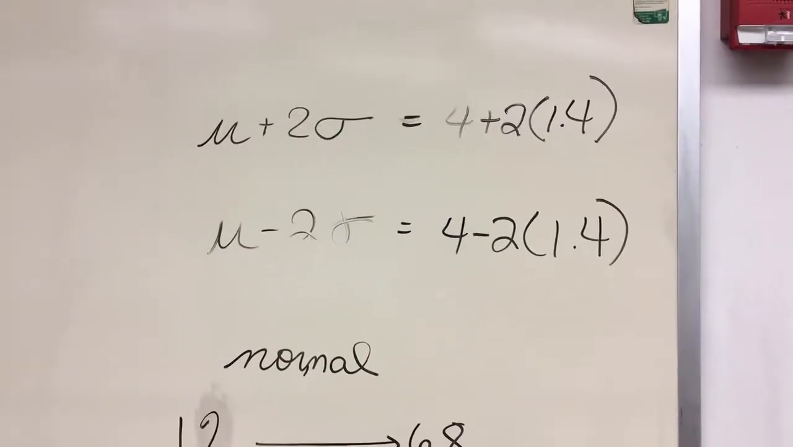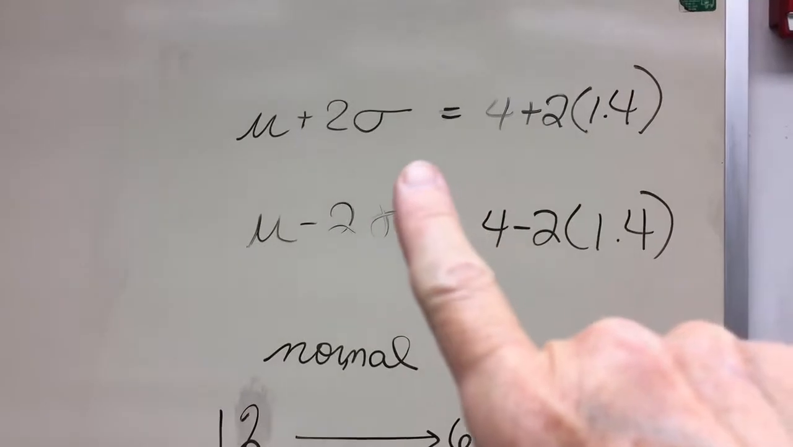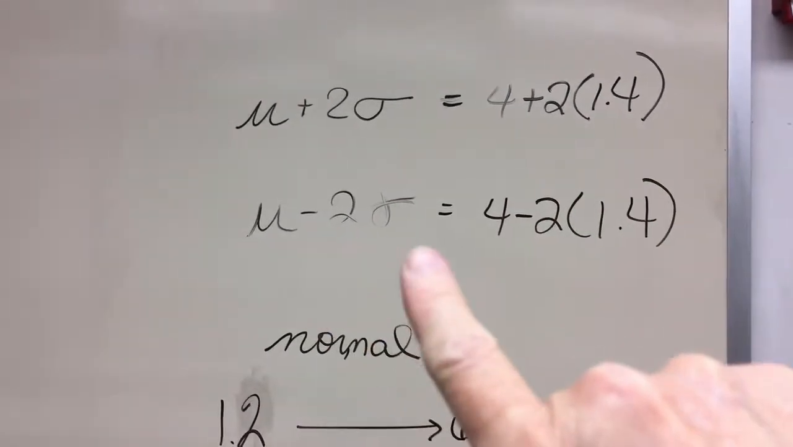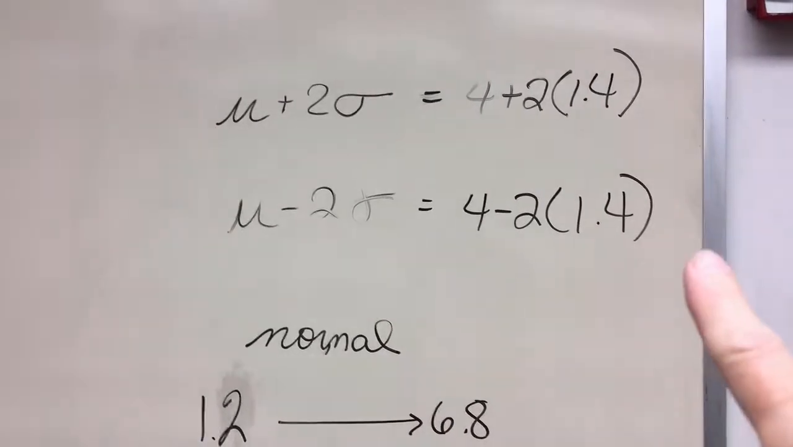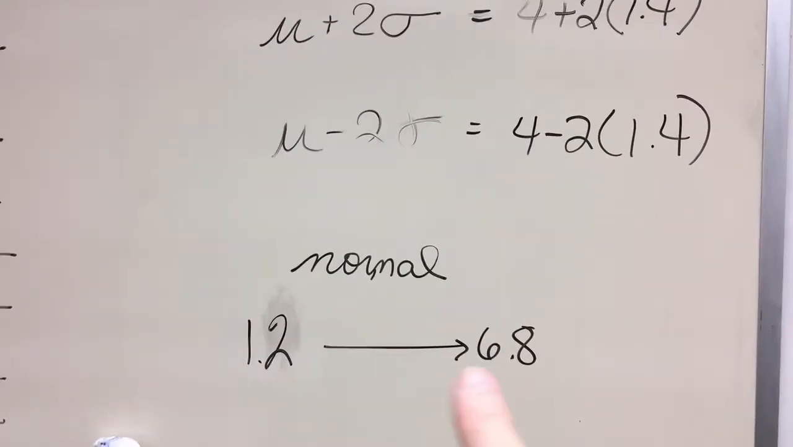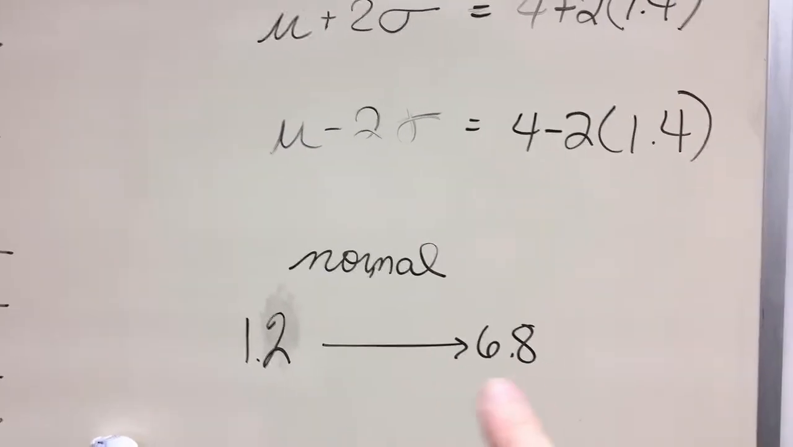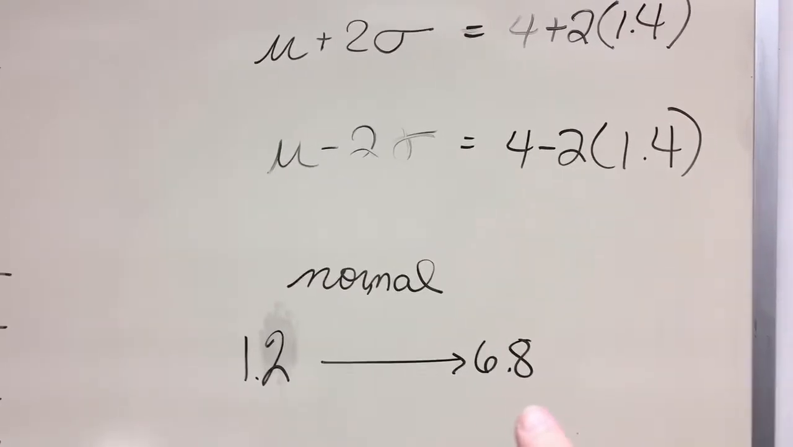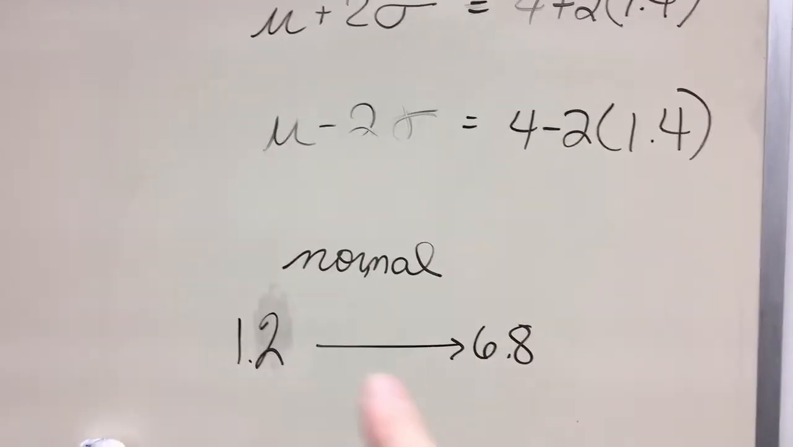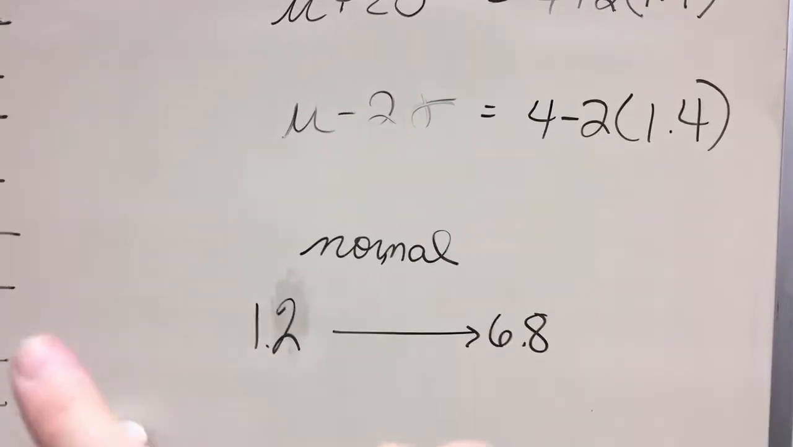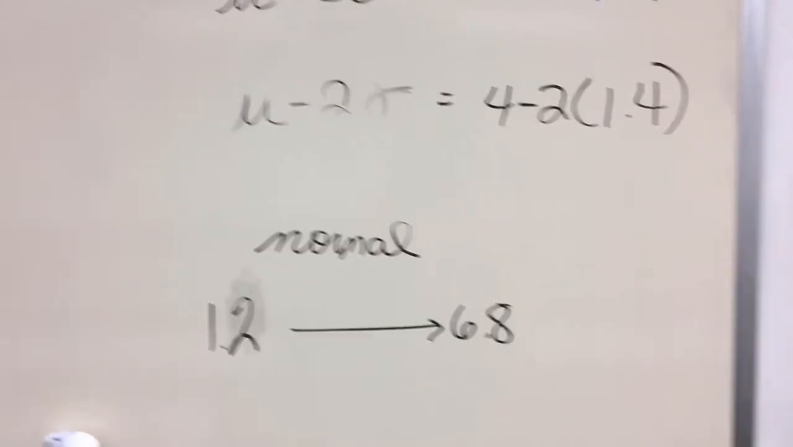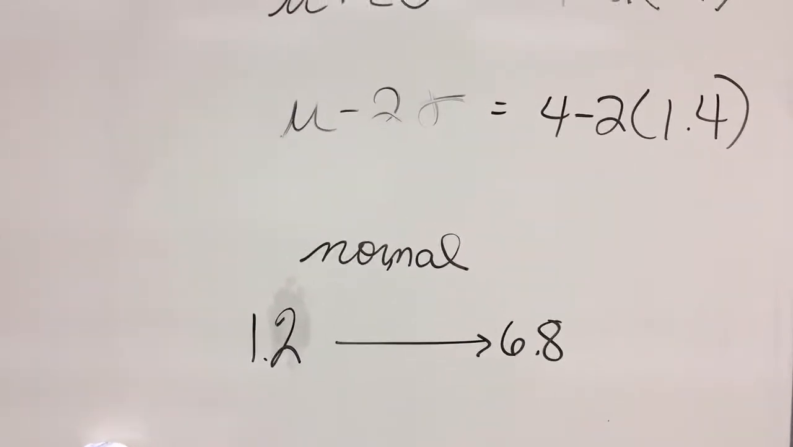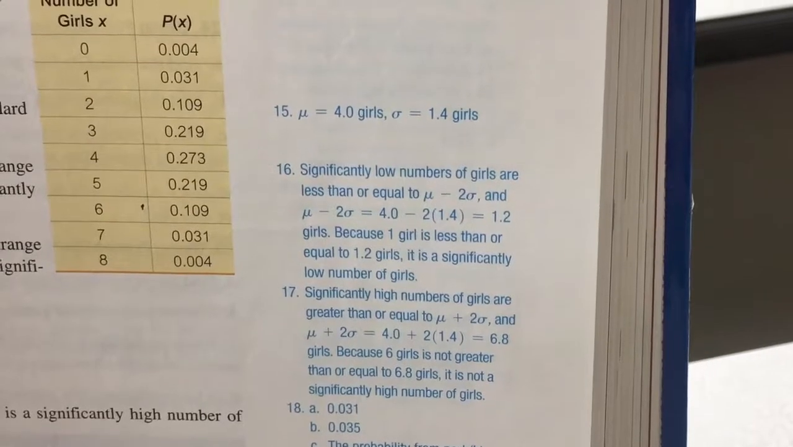All right, so this is all I had to do. Mean plus 2 standard deviations was 4 plus 2 times 1.4, and mean minus 2 standard deviations is 4 minus 2 times 1.4. I can calculate those out, and I've got a normal expectation of 1.2 to 6.8. So 6 girls is not unusual because it's inside this region. It's not over here, it's not over there, it's in between. Therefore, that is not significant. It is not unusual.